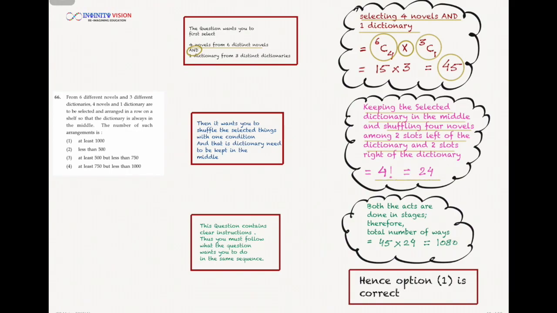Both the acts are done in stages, therefore the total number of ways will be derived from multiplying both the stages. So 45 into 24, the result will be 1080. So 1080 is definitely greater than 1000, or at least 1000. So the best option we have to select is option 1. So option 1 is the right answer.